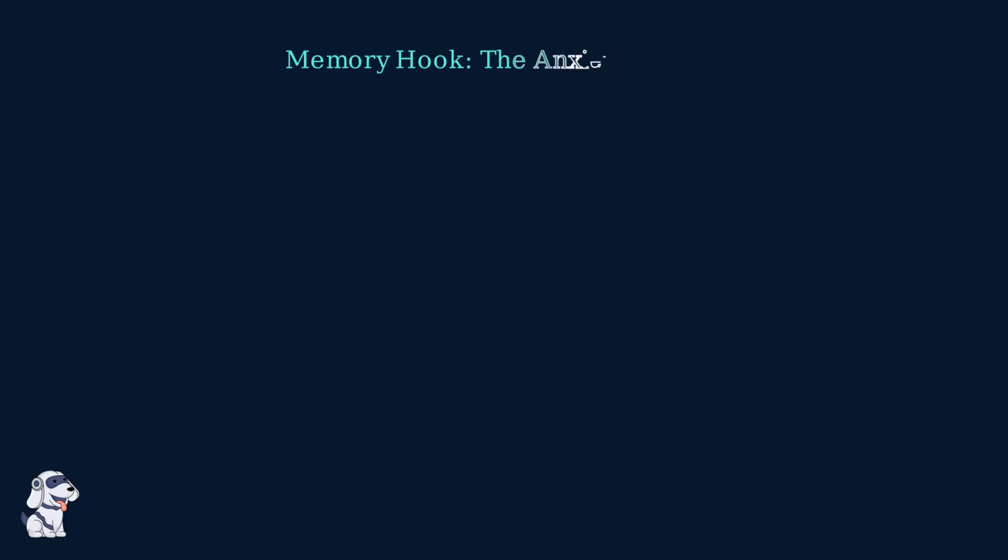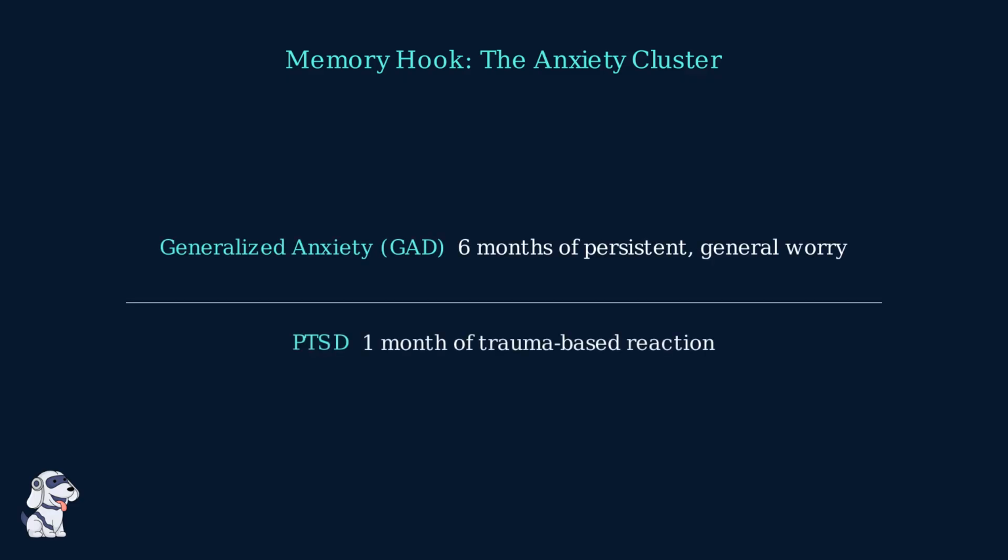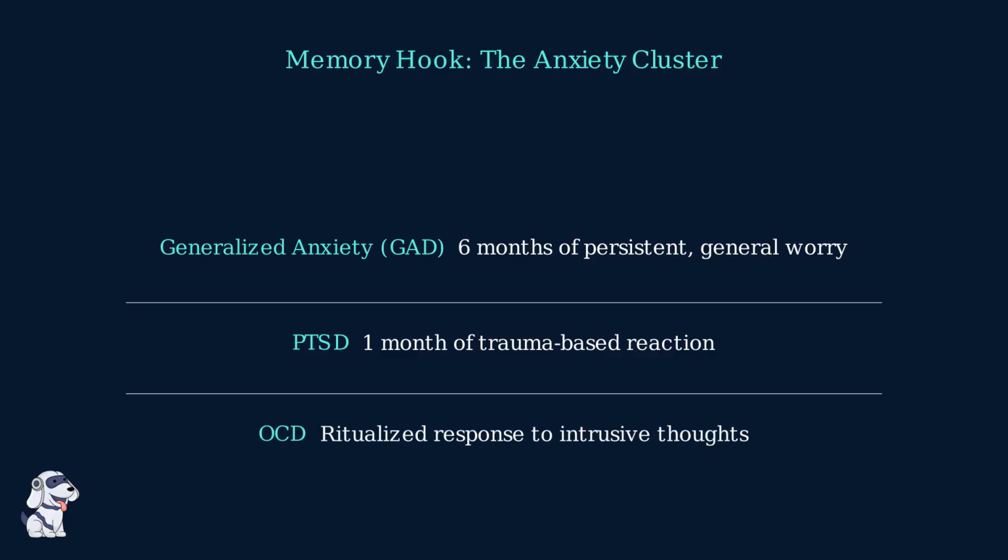To master these diagnoses, group them into the anxiety cluster. Generalized anxiety disorder is defined by 6 months of persistent general worry. Post-traumatic stress disorder requires at least 1 month of specific trauma-based reaction. Finally, obsessive-compulsive disorder is characterized by a ritualized response to intrusive thoughts.